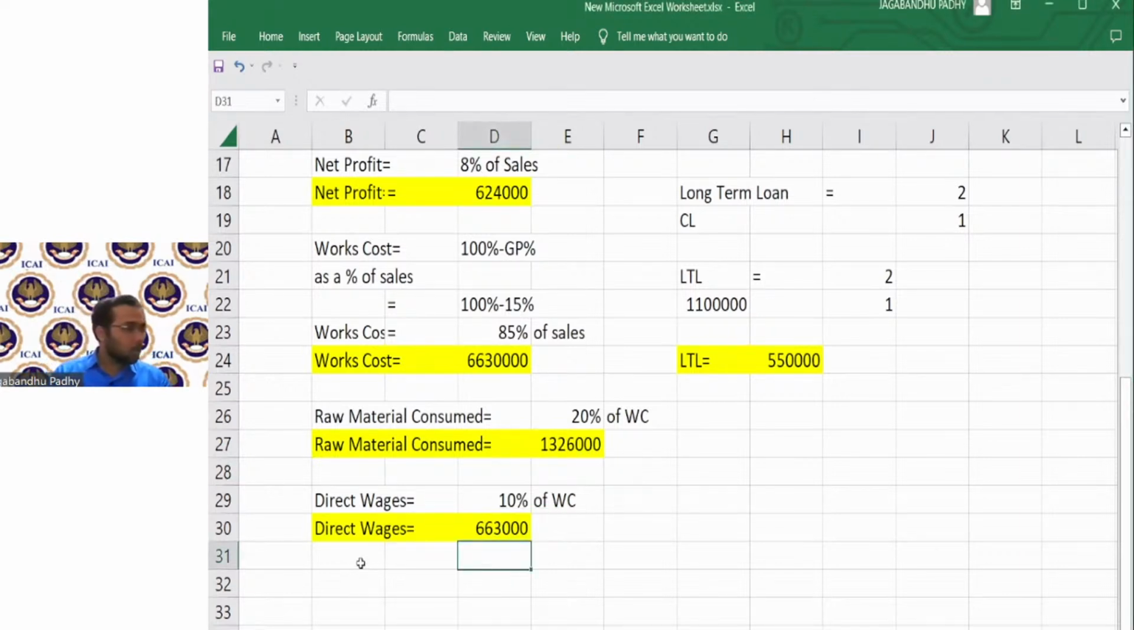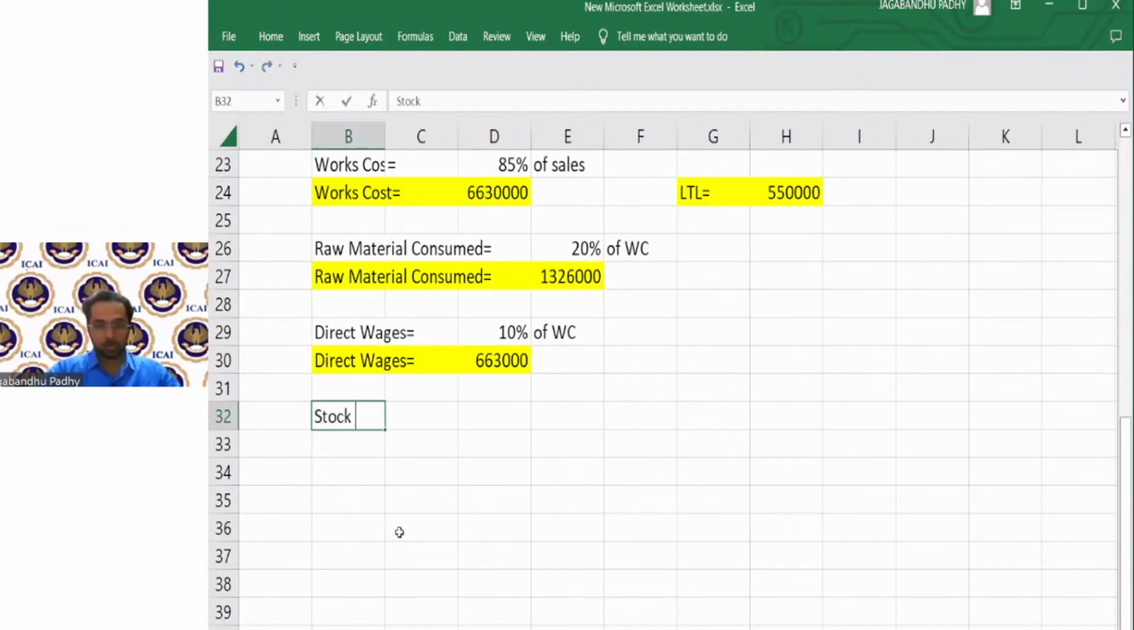Then adjustment is done for stock of raw material. With regards to stock of raw material, they're saying it's 3 months usage. The stock of raw material, we have to take it as 3 months usage. So what is this 3 months usage? Whatever is the raw material consumed, that's for the full year. So raw material required for 3 months is what is kept in the stock.